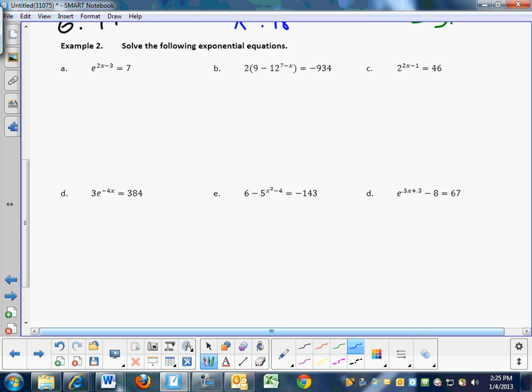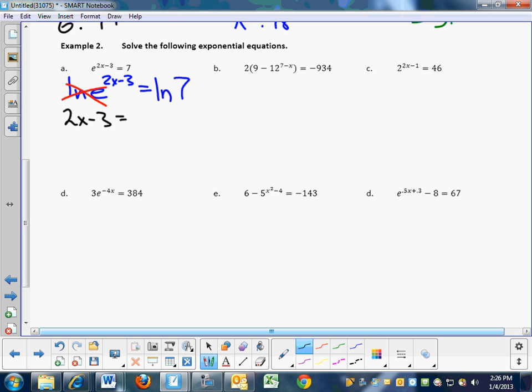And here we go. So we have e to the 2x minus 3 equals 7. Now the x in the exponent is surrounded by other stuff. What should we do first? Good. Log base e, or natural log, of both sides. e to the 2x minus 3 equals natural log of 7. That's going to free up the exponent for us. So what's going to happen is the natural log and the base e will cancel, and that will leave you with 2x minus 3 equals the natural log of 7.